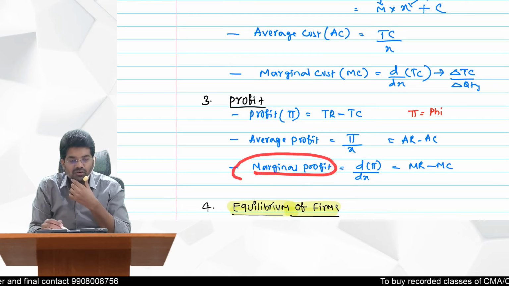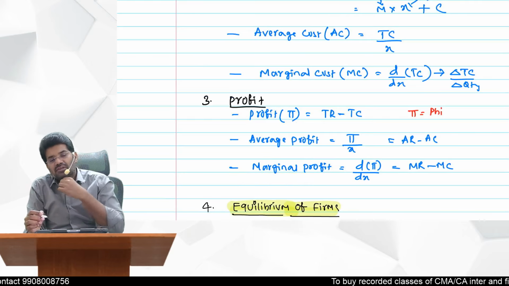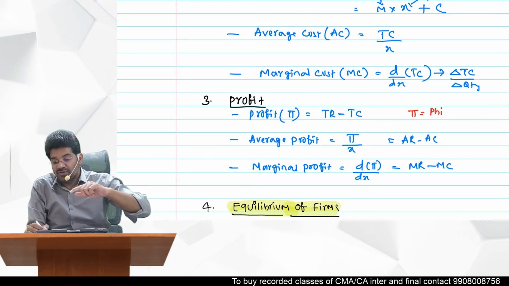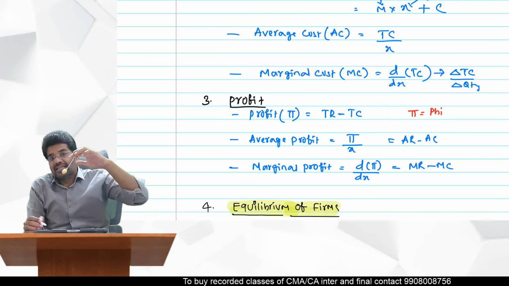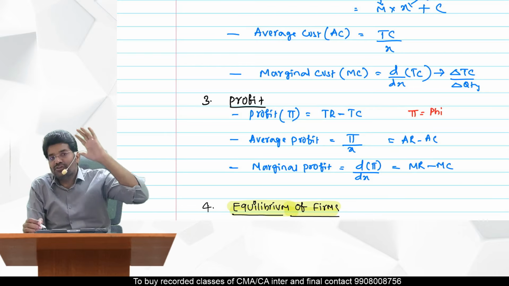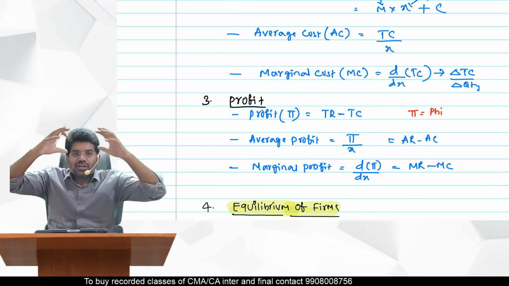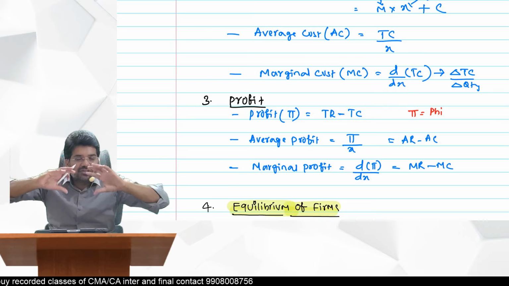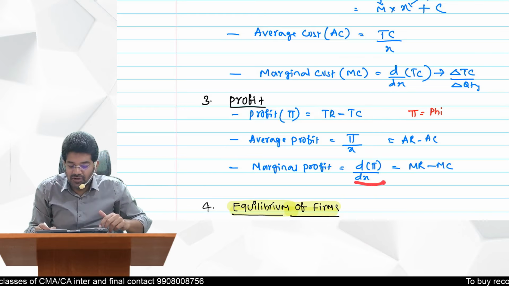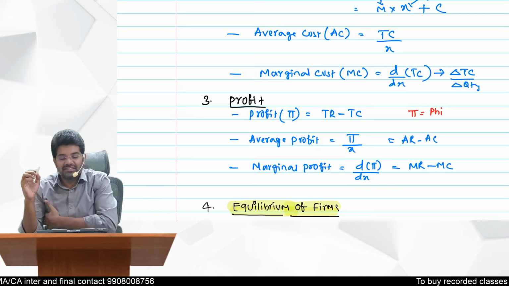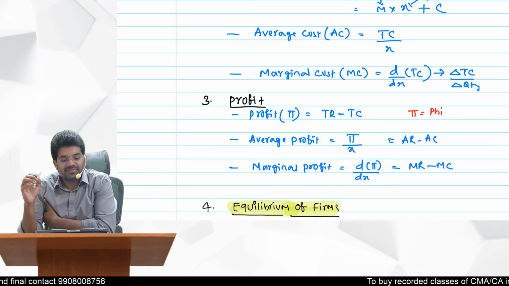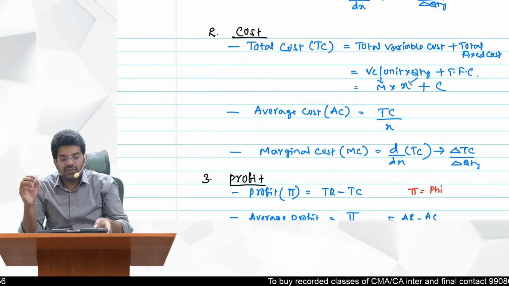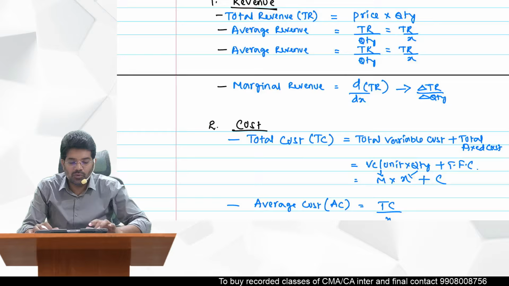Marginal profit. How do you get marginal profit? One way is marginal revenue minus marginal cost, or the derivative of total profit. What is the change in total profit with respect to change in output? So the derivative of the total profit, like that also you can get it. Right? So I will introduce these three terms first. So what we have learned, just revise.